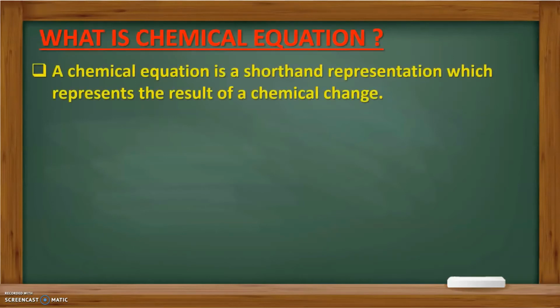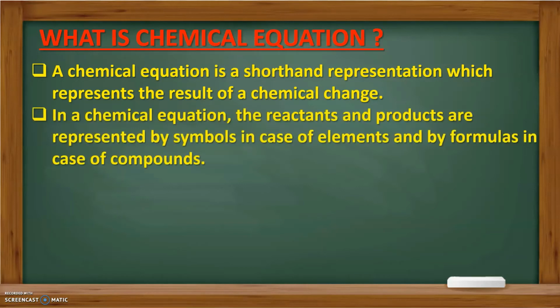Now let's understand what is a chemical equation. A chemical equation is a shorthand representation of a chemical change. It represents the result of a chemical change. In a chemical equation, the reactants and products are represented by symbols. In case of elements, they are represented by their own symbols, and in case of compounds, they are represented by their formulas.